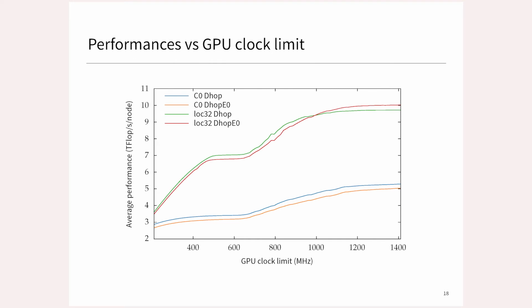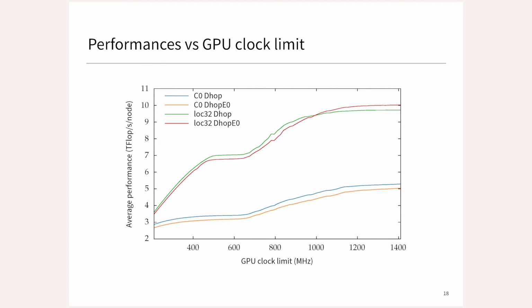Okay, so now let's start to process the data a little bit. These are the performances of the two operators for the two problem sizes in teraflops per second per node, depending on the clock limit on the GPU. And for the large problem size, you see that at the maximum default frequency, we go back to the 10 teraflops per second I've been mentioning before.